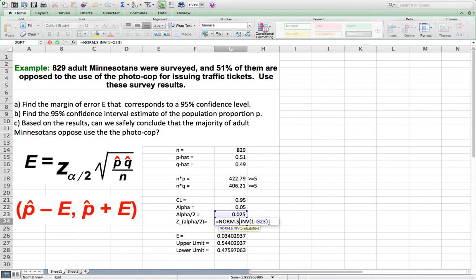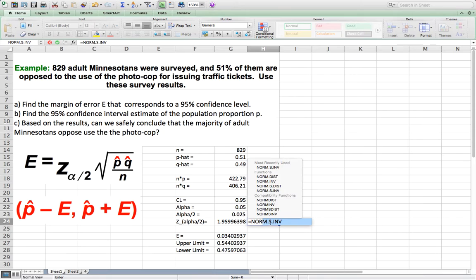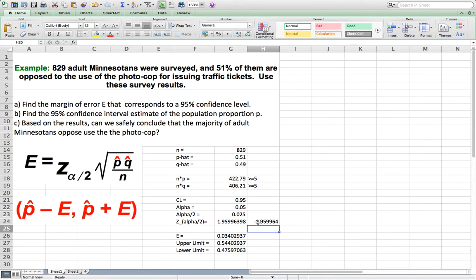That's the probability. If you just use alpha over 2, you will get a negative number with the same absolute value. Using alpha over 2 for the normal inverse is also okay. For example, let me type here: equal normal standard distribution inverse, at probability 0.025. If you do that, you get a negative value with the same absolute value. So you just need to understand that you should use its absolute value, then you will be okay.